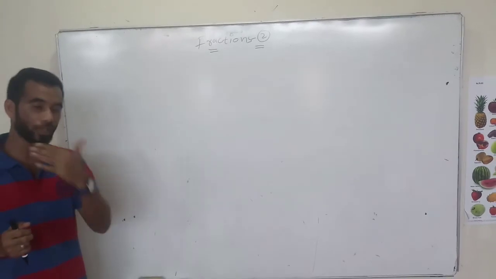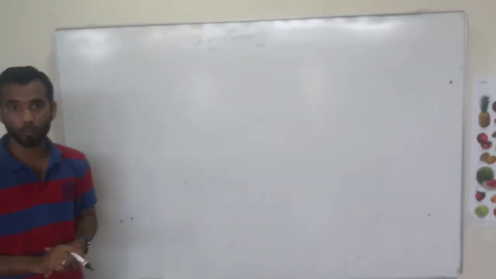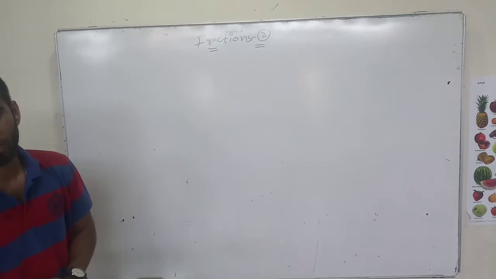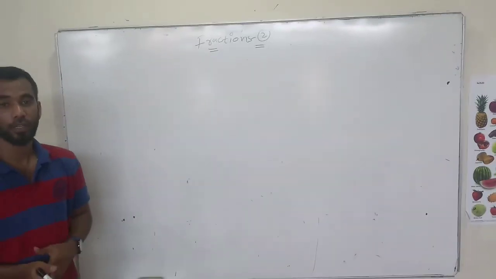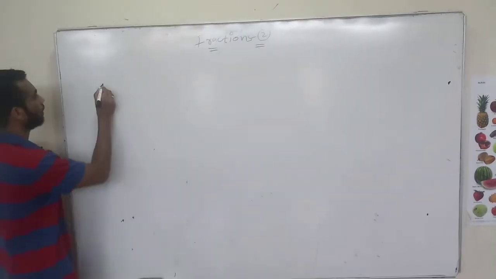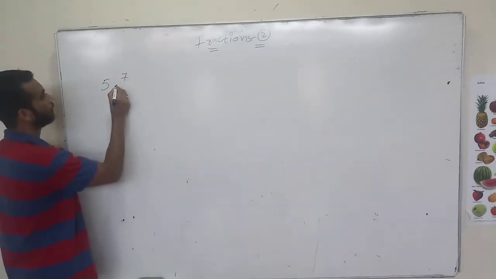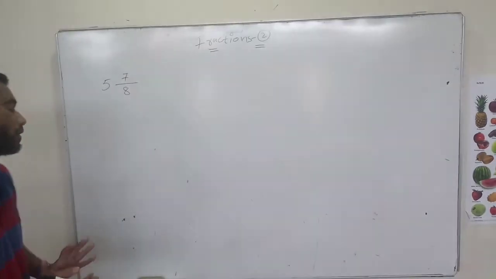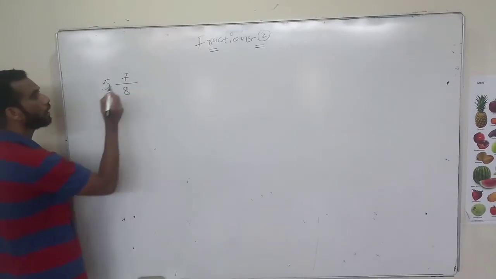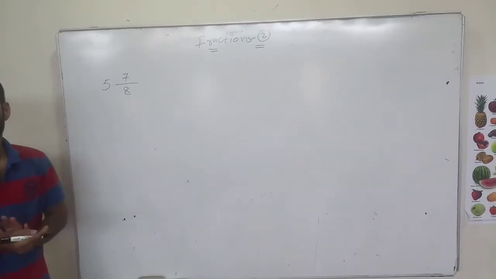Okay. Today we will see how a mixed fraction is converted to an improper fraction, and how an improper fraction is converted to a mixed fraction. After that we will see the addition and subtraction of fractions. Now see here, 5 7/8. 5 7/8 is a mixed fraction. What is a mixed fraction? A whole number with a proper fraction.